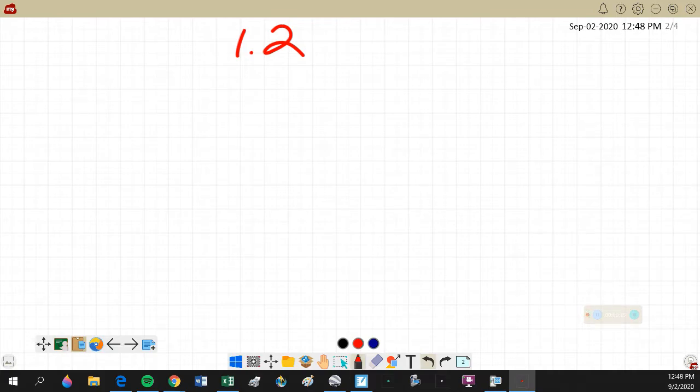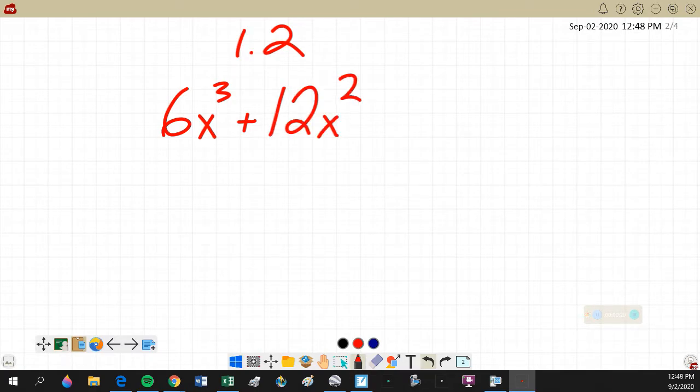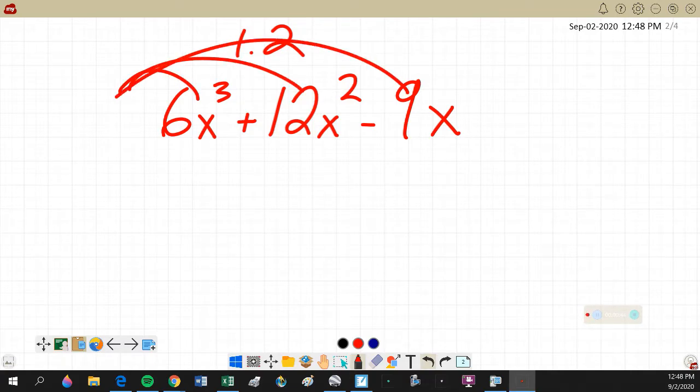So if I had 4x to the third, let's not do 4. Let's do 6x to the third plus 12x squared minus 9x. What is the greatest common factor of those three terms? 3x. So I can sort of reach in and yank out a 3x from all of them. And if I did that, what would be left?